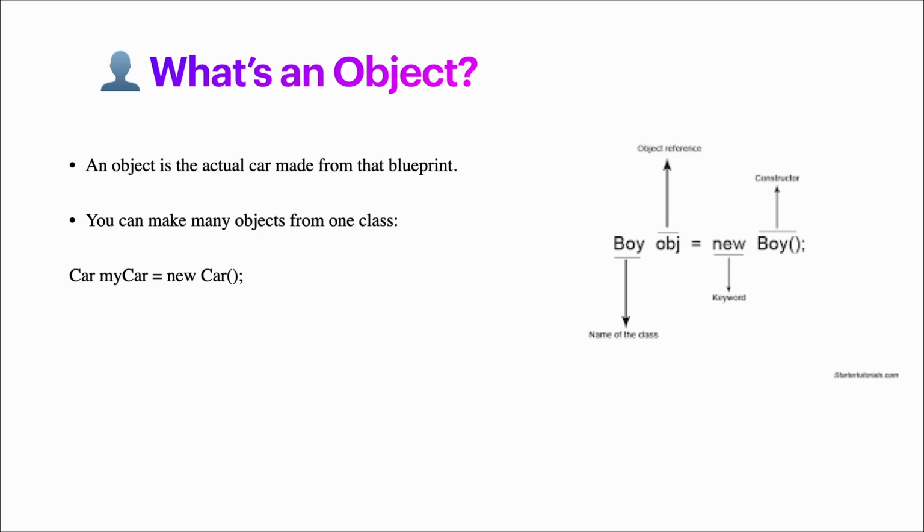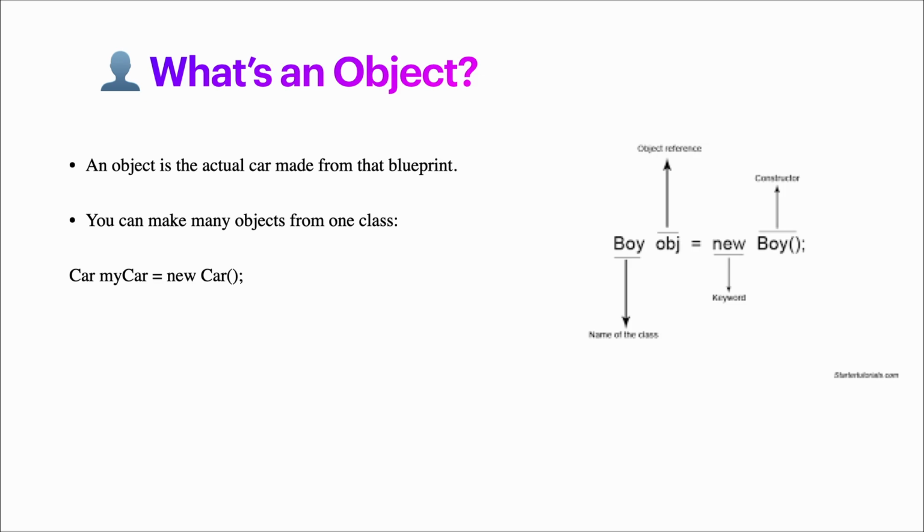So there can be a question like this: what is the difference between classes and objects? A class is a blueprint of an item, while an object is the actual endpoint of the class blueprint.